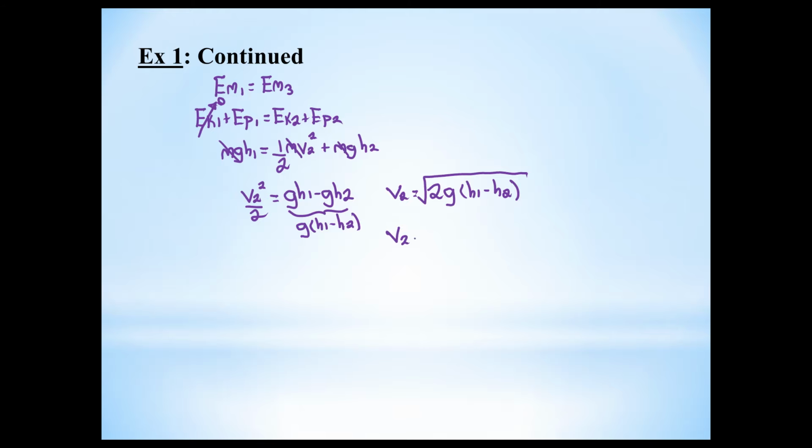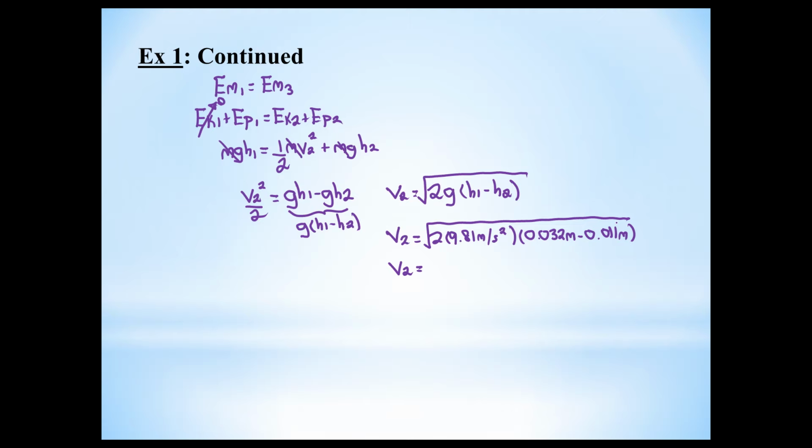So V2 would then be equal to the square root of 2 times 9.81 meters per second squared, multiplied by H1, which is 0.032 meters, minus 0.011 meters. And then that would give me V2. Take the square root of this.